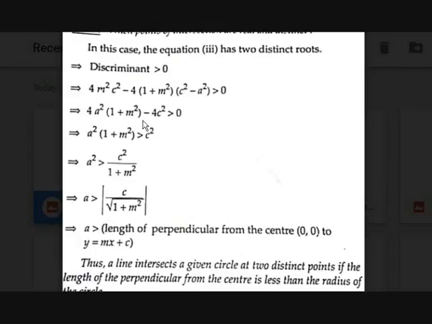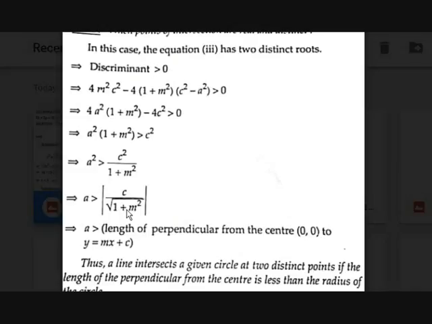If we divide the whole thing by 4 and send c square to the other side, it becomes a square into (1 plus m square) is greater than c square. That means a square is greater than c square by 1 plus m square. Since we have squares, we need to use modulus. So a is greater than modulus of c by root of 1 plus m square.